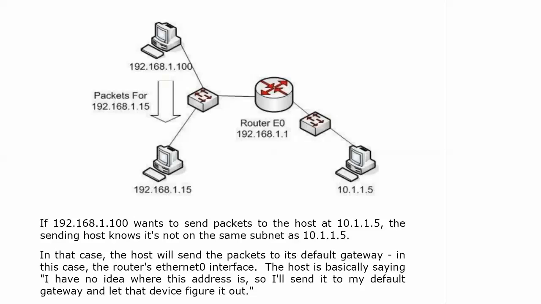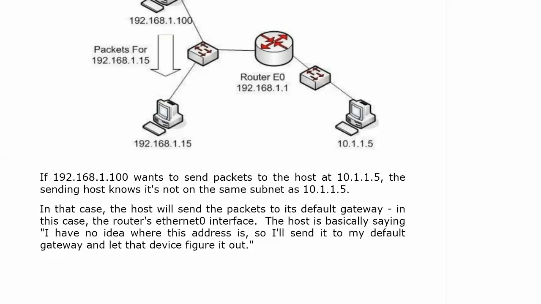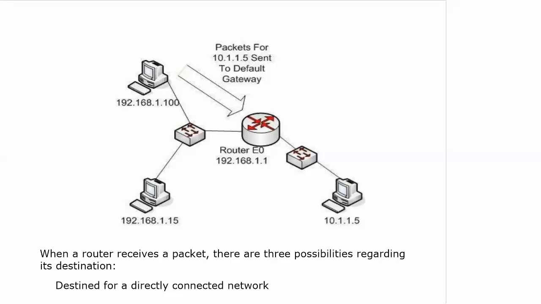So in this case, the host will send the packets to that default gateway we mentioned earlier. And in this case, that's the router's Ethernet 0 interface. Remember, that's what we had configured as the default gateway, 192.168.1.1. Basically here, the host is just passing the buck because he's saying, I don't have the faintest idea where this address is, so I'm going to send it to my default gateway and let the default gateway figure it out. I don't know what to do with the packets.